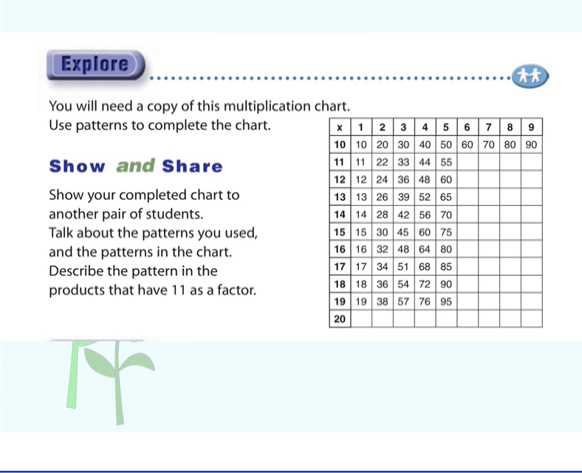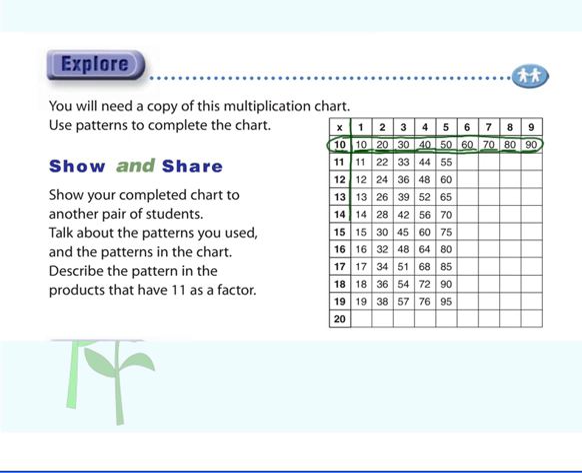So let's have a look at this chart. If we look going across the ways, we know we're multiplying by 10. So it makes sense that each one goes up by 10. So it goes 10, 20, 30, 40, 50, 60, 70, 80, 90. That makes total sense. You're multiplying by 10, so you're going up by 10 each time.